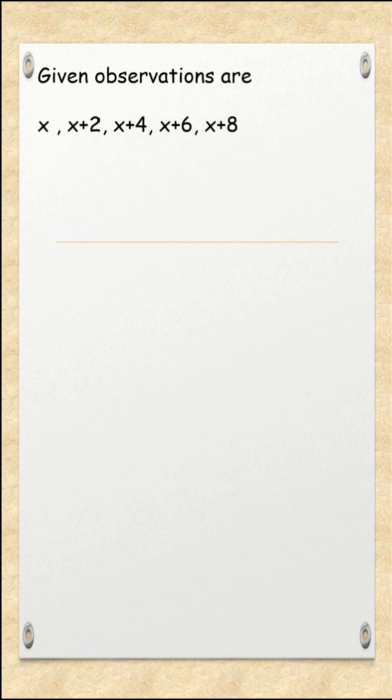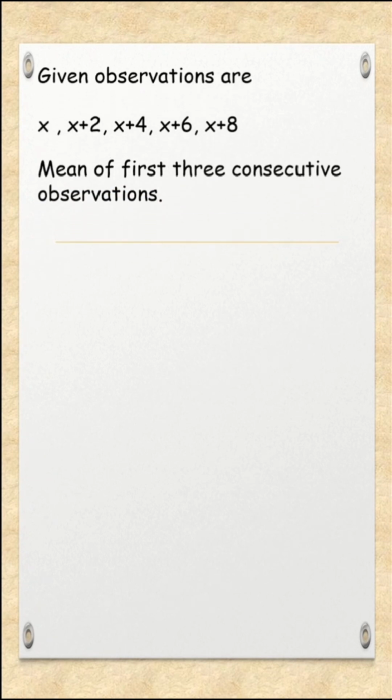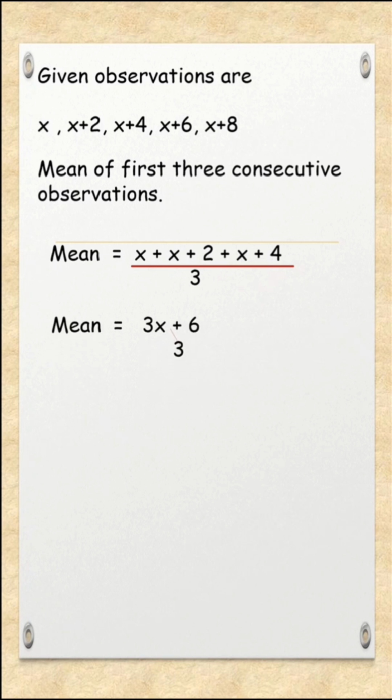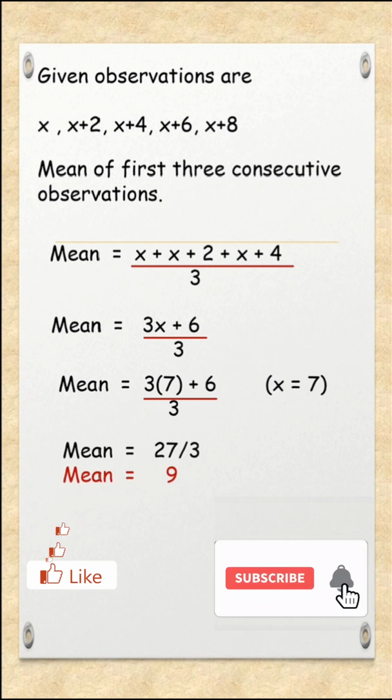Now we have to find the mean of the first 3 consecutive numbers. So here are the first 3 consecutive numbers. Consecutive numbers means sequence. x, x plus 2, x plus 4, they are in the sequence. Mean is equal to sum of observations by number of observations. Now you can add all the x because they are like terms. So (3x plus 6) by 3. You can substitute x is equal to 7. We got x is equal to 7. Mean is equal to 27 by 3. 3 table, 27 is 9 times. So mean is equal to 9.